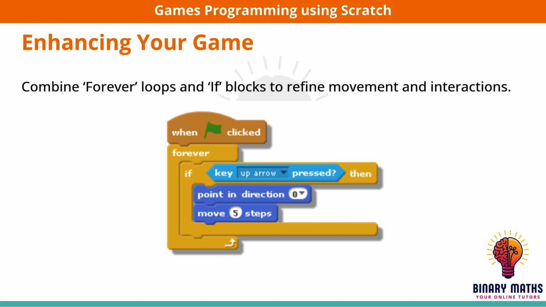Okay, great. Now that you know about loops and conditions, let's see how we can use them to make your game even better. By combining a forever loop with an if block, you can create smooth movement and interactions. For example, you can make a character move around the screen and check if it's touching an enemy at the same time. This makes your game feel more polished and fun to play.